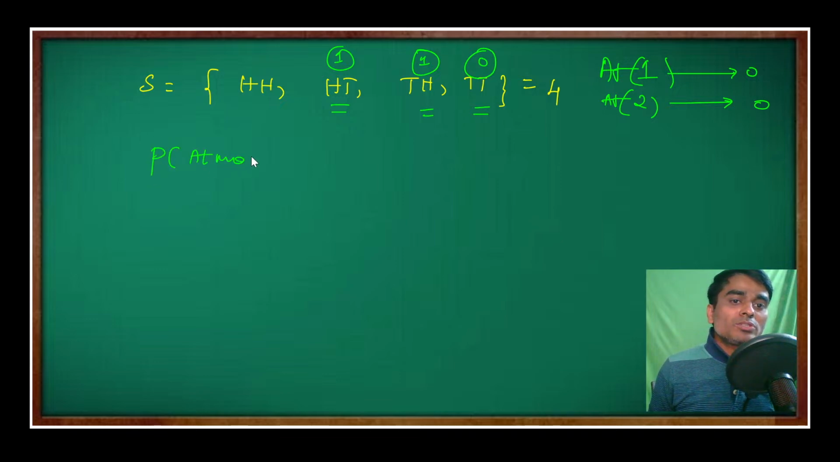So here the probability of at most 1 head. At most 1 head is 3 out of 4. Finish.